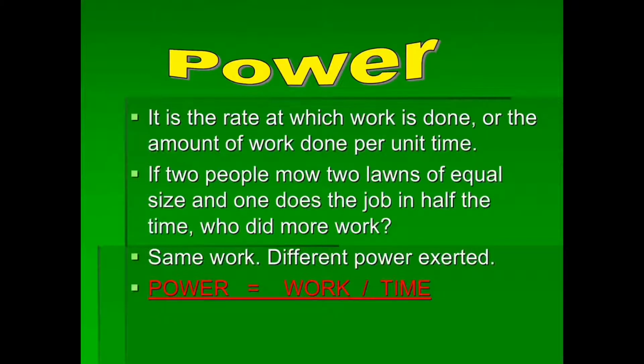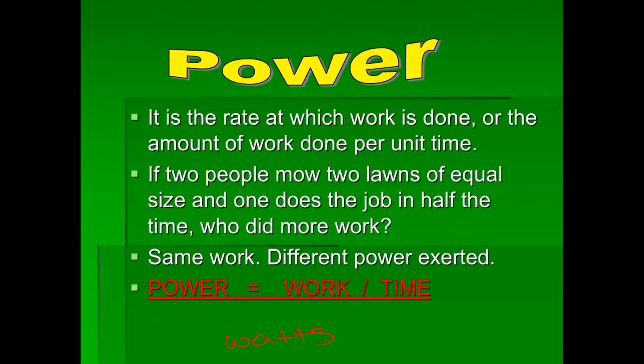So now let's talk about power. So power is the rate at which work is done, or the amount of work that is done per a certain time. So if 2 people mow 2 different lawns that are of equal size, and one person does the job in half the time, who does more work? Remember, time does not have anything to do with work whatsoever. So they did the same amount of work, but one exerted more power than the other because power does involve time. So our equation for power is power equals work divided by time. And the units that we use for power is watts.